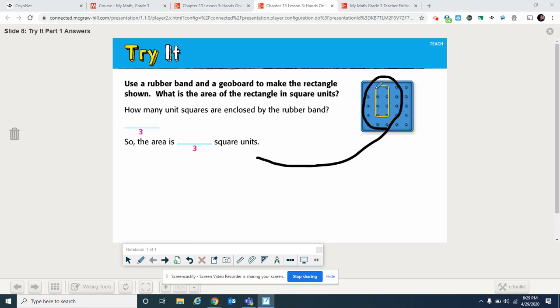How do we actually do that? We just need to enclose it into 3 squares. That means the area of the rectangle in square units is 3. All right, so let's move on.